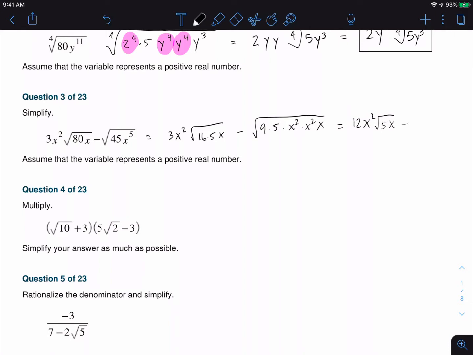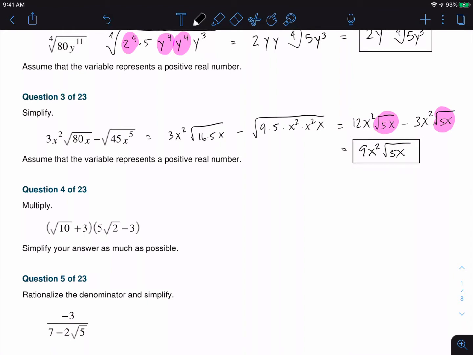And then in the other one, the square root of 9 is 3. And then I have 2x squared, so that's going to be x times x, which will give me x squared. And then what's left inside is square root of 5x. Now, since these guys are the same, I can combine these terms. So I'm going to go 12x squared minus 3x squared is going to yield 9x squared square root of 5x. And then this is this answer.